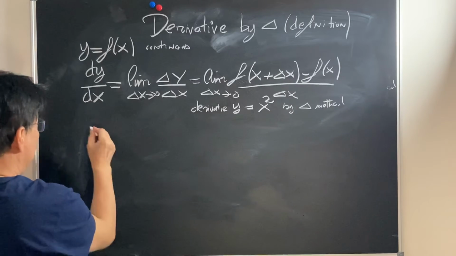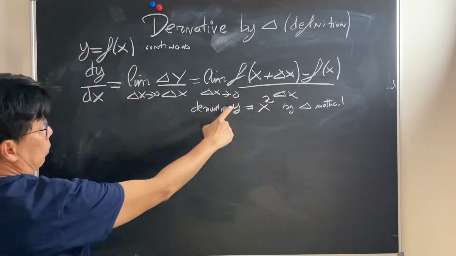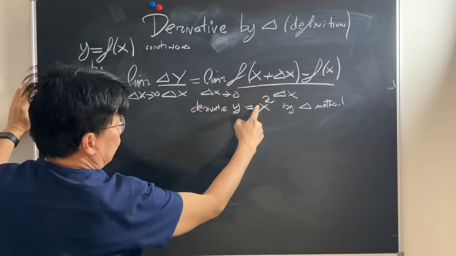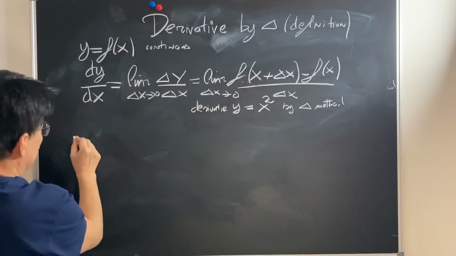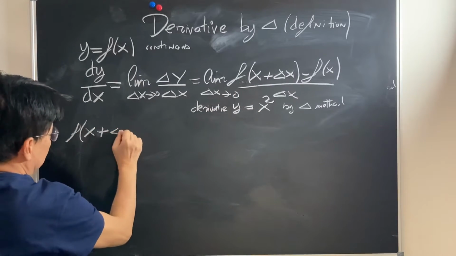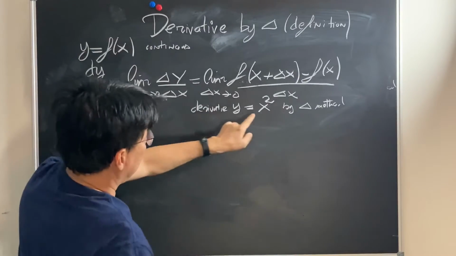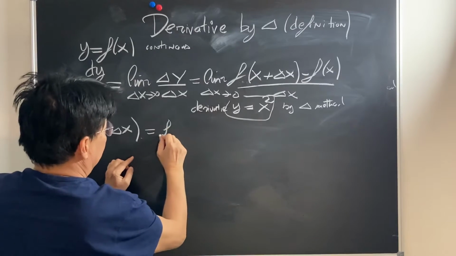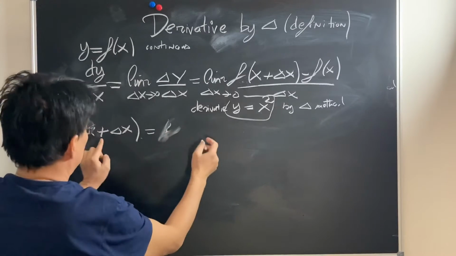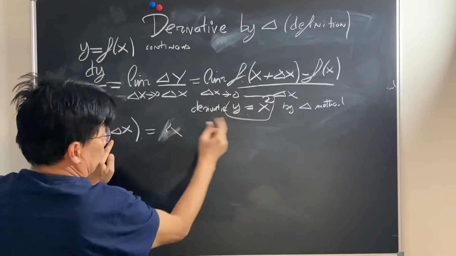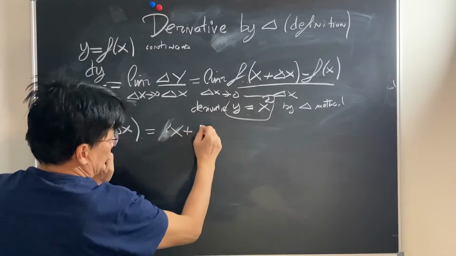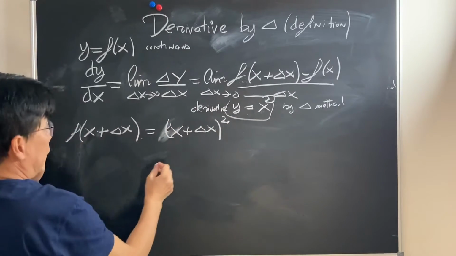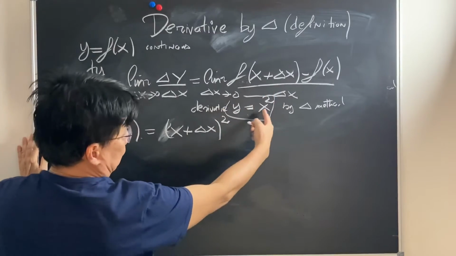So here you have y, and we need to take the derivative by using this formula. First, we need to find f of x plus delta x, and then substitute in here. So we have f of x plus delta x, and everywhere you have x, you should replace it by x plus delta x, so x plus delta x squared. And f(x) is x squared itself.